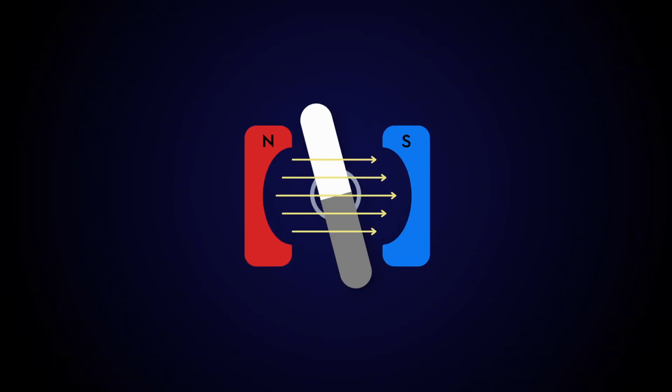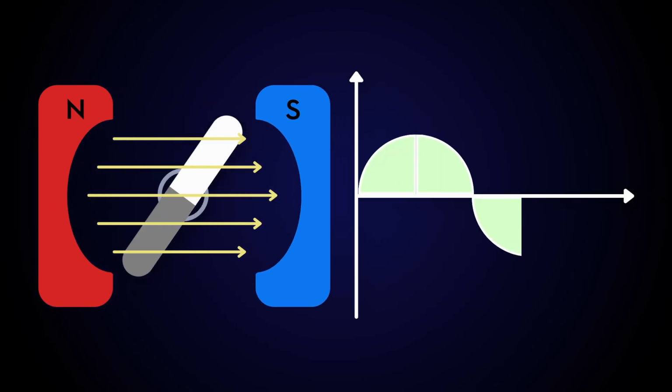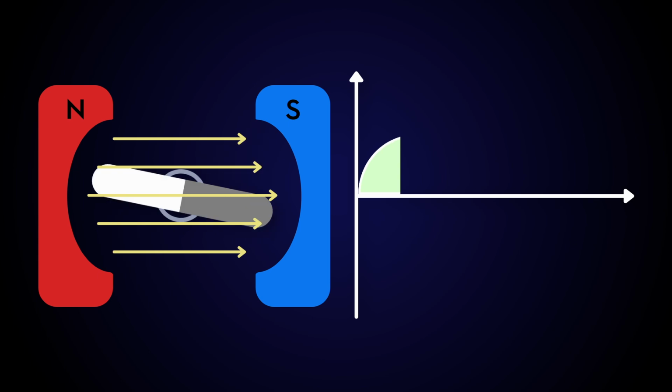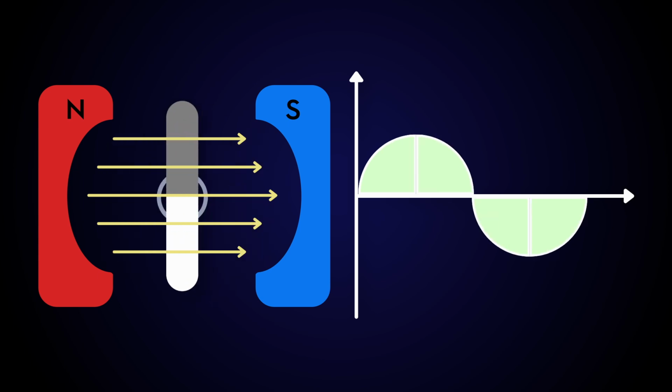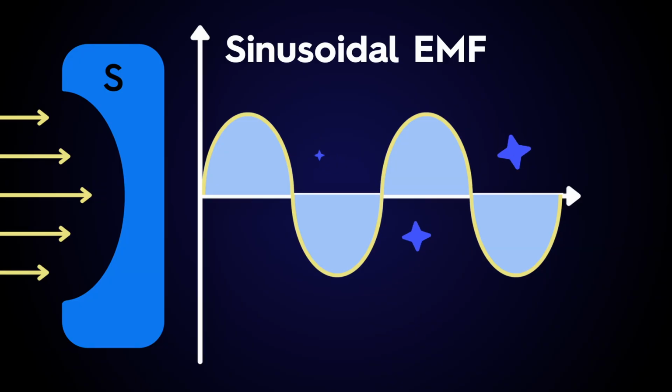Now, let's apply the idea to a rotating loop in a uniform field, like a simple generator. As the loop turns, the angle changes steadily, so flux changes smoothly. The result is a sinusoidal EMF. The voltage is largest when flux changes fastest.